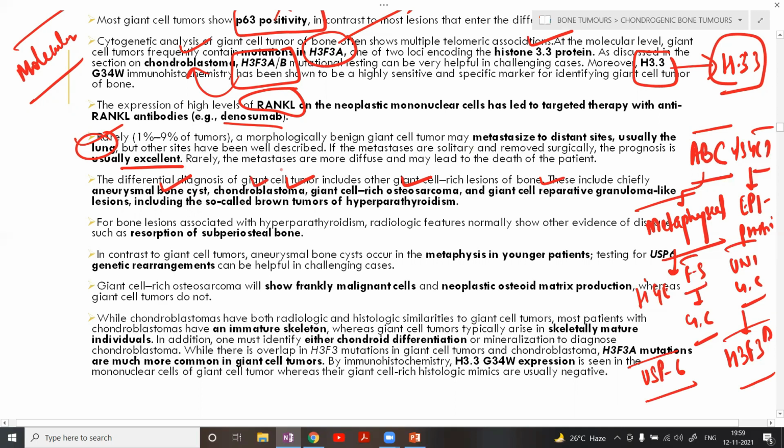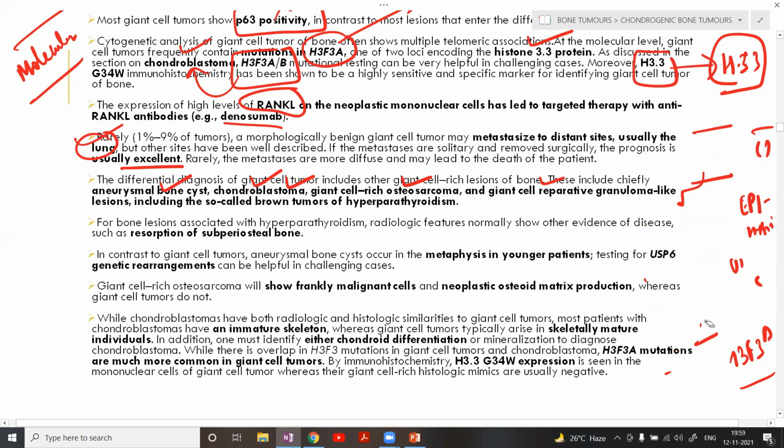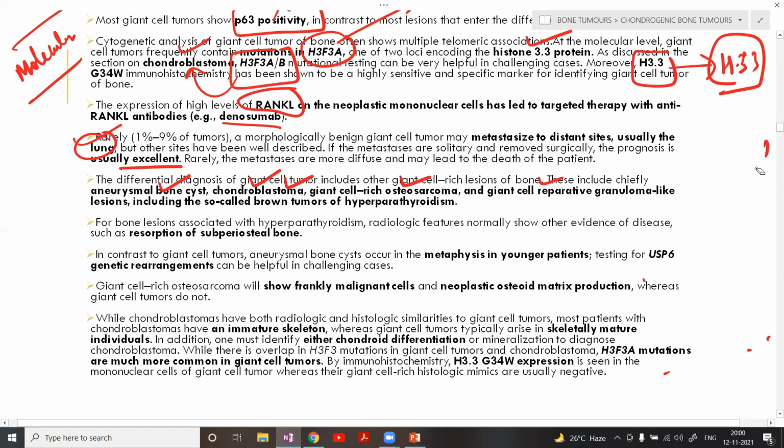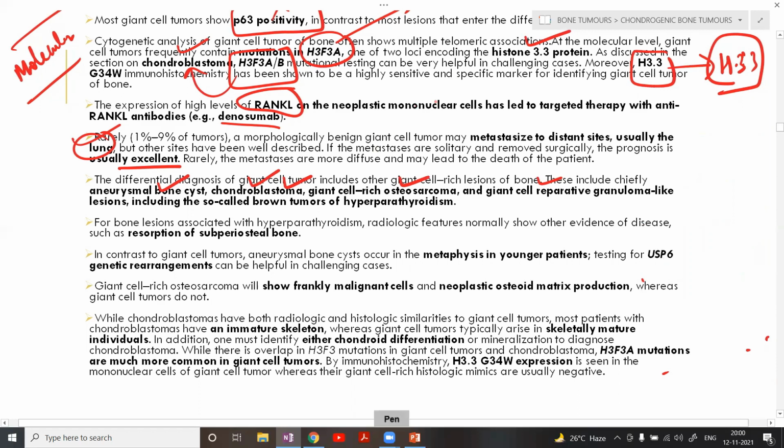Then we have chondroblastoma. Now, chondroblastoma will have a cartilaginous, immature cartilaginous component, so from there we can differentiate. Now, between giant cell rich osteosarcoma and GCT, again, I have already discussed. First is the age group. Osteosarcoma will be common in the younger age group, whereas giant cell tumor will be common in the older age group. Again, in osteosarcoma the cells will be atypical, whereas any kind of atypicality will be absent in giant cell tumor.